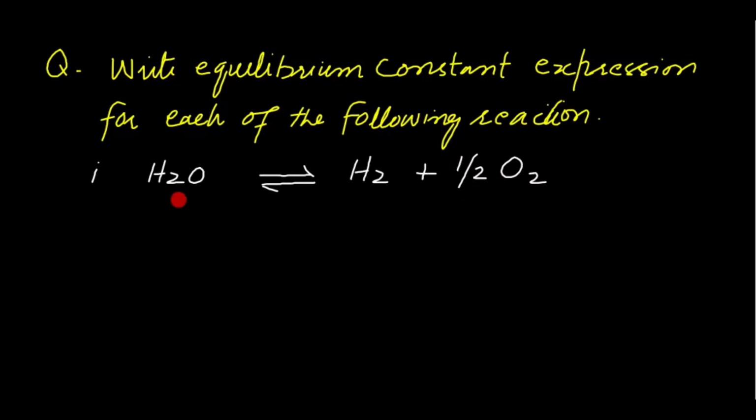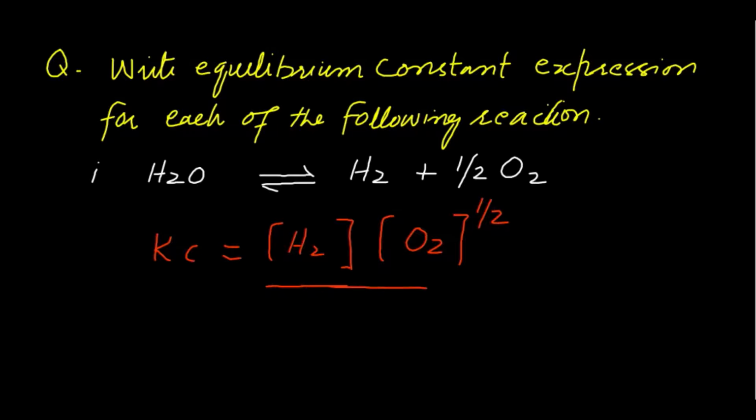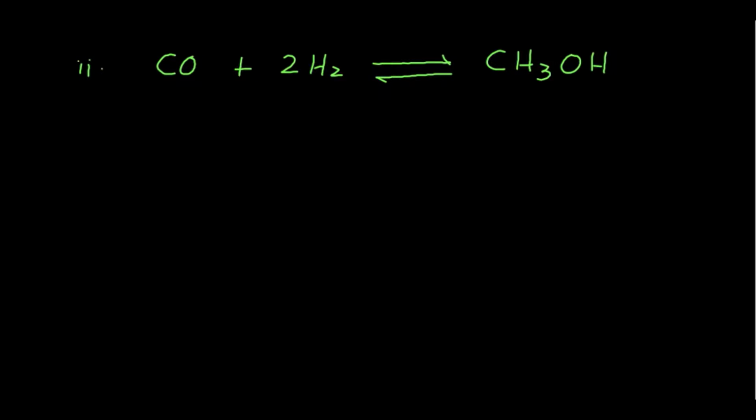The first reaction is the decomposition of water into hydrogen and oxygen. So we will write the Kc expression for the first reaction. Kc is equal to, now what are the products for this reaction, students? The products should be written in the numerator: hydrogen, we have 1 mole of hydrogen and half mole of oxygen, O2 raised to the power half. And the reactant of this equation should be written in the denominator. What is the reactant here? Water, H2O. So this is the Kc expression for this reaction.